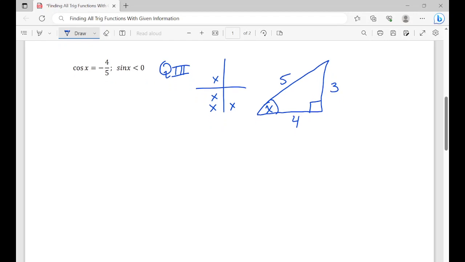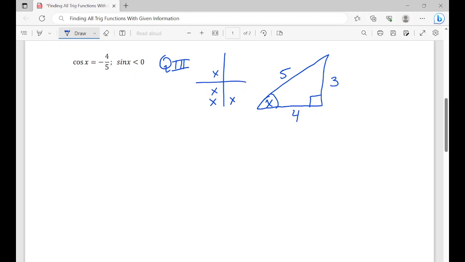So this is a nice one we don't have to do too much work for. So we got our triangle, we got our quadrant, so now we can fill out the rest of the trig functions. So going to do sine x, and sine is opposite over hypotenuse, so 3 over 5. But again, we were in quadrant 3, and sine is negative here, so make sure it's a negative.